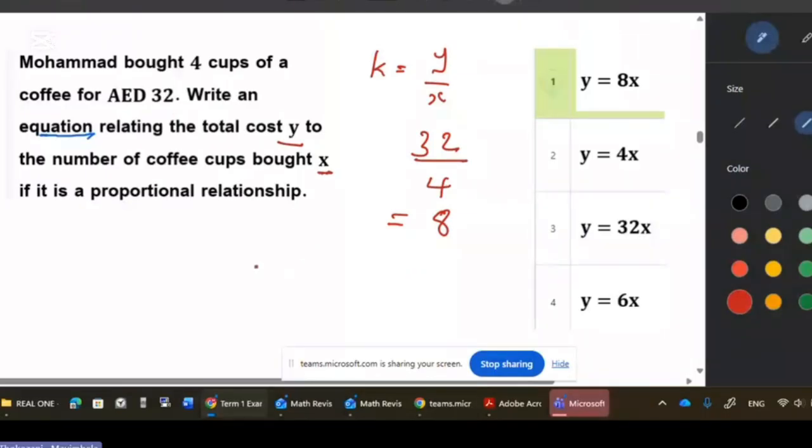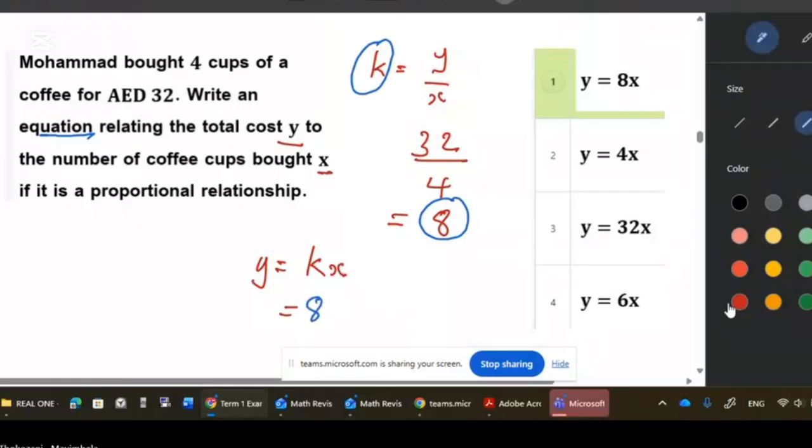Now you can use this formula here, y equals kx. Our k is this one, this is our k, 8. So where there is k, I'm going to put 8, and this is x. So y is equal to 8x. So this is my answer. Does it make sense?